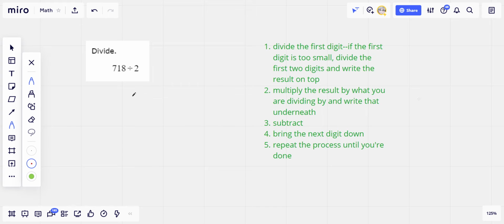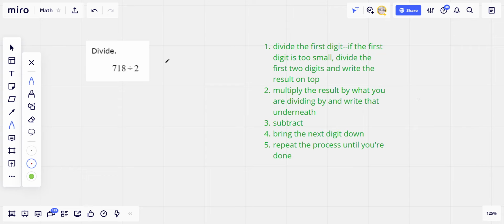In these problems, we're working on some longer, more difficult division. And the process we're going to use is the same as we have been using, and we'll just have to repeat it more times to get through these bigger problems. So our first one here is 718 divided by 2.